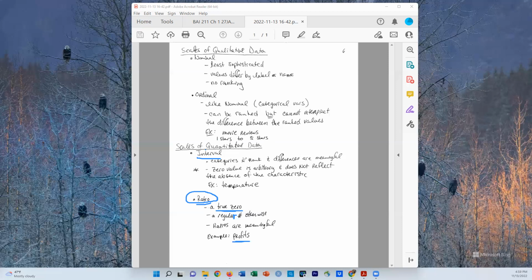And here you have categories and rank and differences are meaningful, so that makes it quantitative. But the 0 value is arbitrary and does not reflect the absence of the characteristic. So the really good one to think about as an example of an interval scaled quantitative data is temperature. 0 does not mean a lack of temperature. You can go below 0. A temperature of 0 doesn't mean it's not there. That doesn't make any sense. So it's considered an interval.